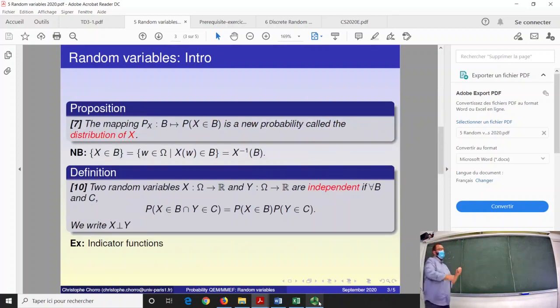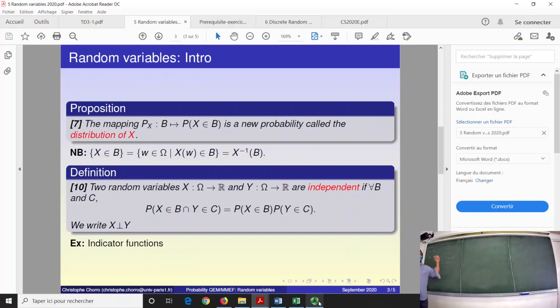So, proposition and definition. We are going to first define what is the distribution of a random variable. And our job in the next sessions will be to see particular cases of distributions: binomial, Bernoulli, geometric, Poisson, Gaussian distribution, exponential distribution. But all these particular cases come from these basic definitions.